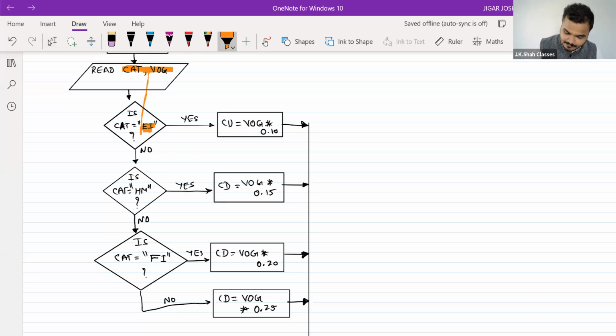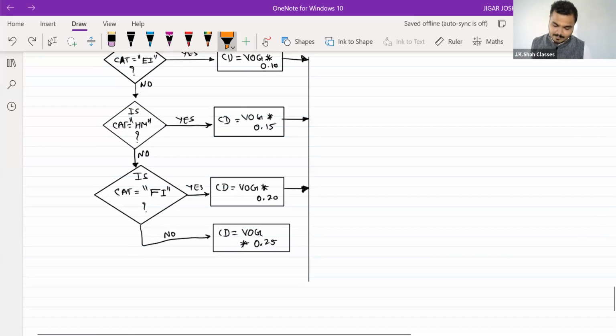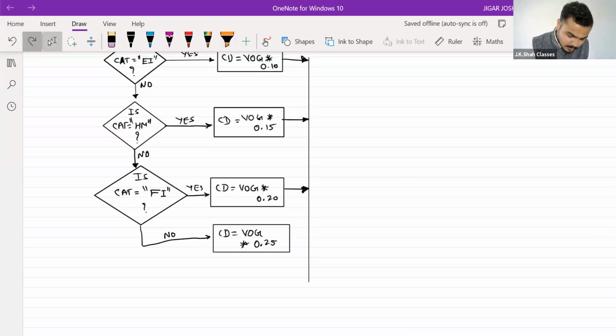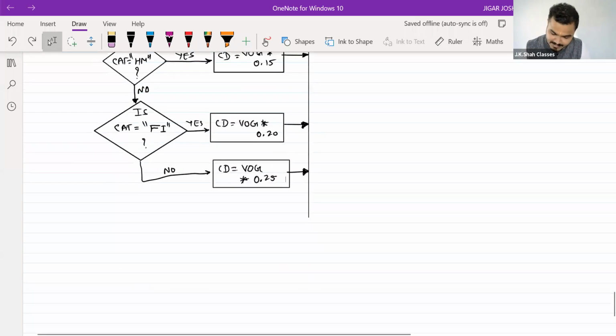Is it electronic item? No. Is it heavy machinery? Yes. Then data from directly people move down. Understood? Yes, sir. So whatever the condition would be true, based on that condition, further activities will be carried out. Agree? Yes, sir.